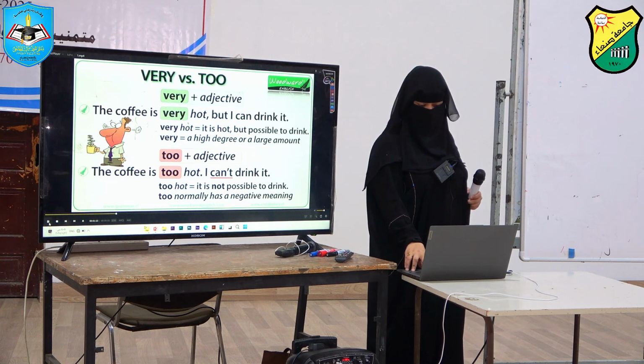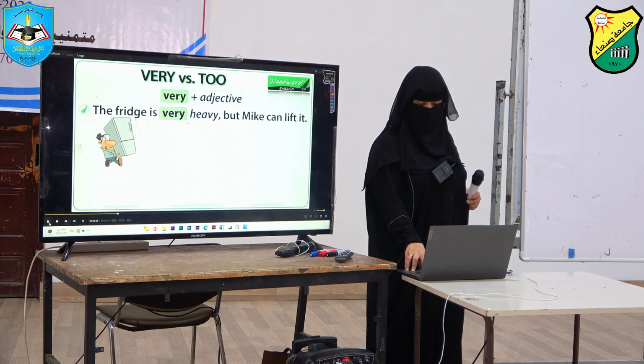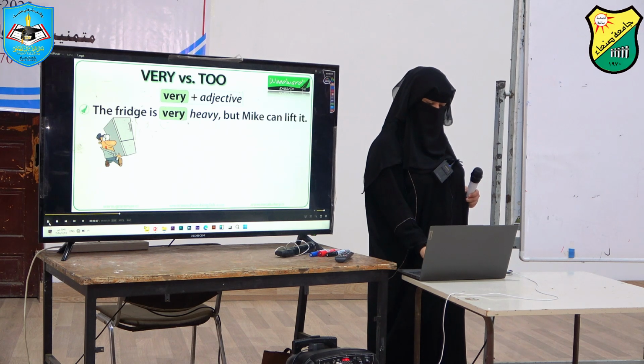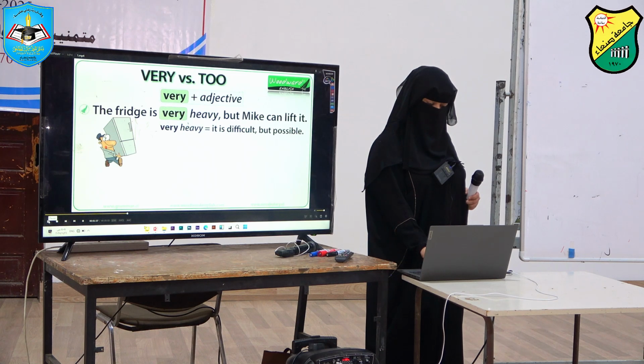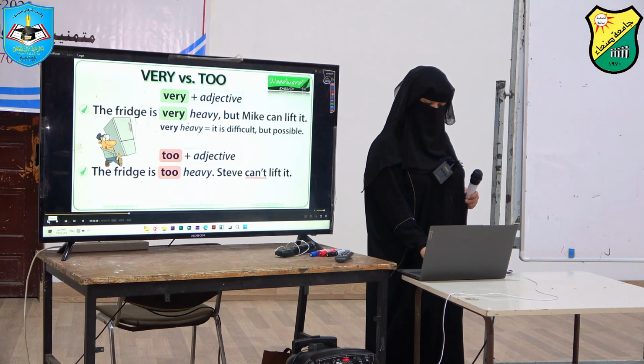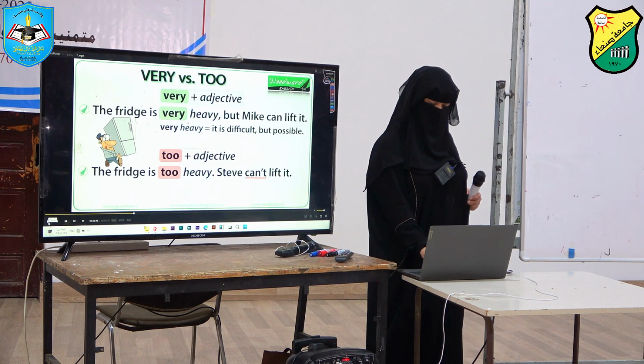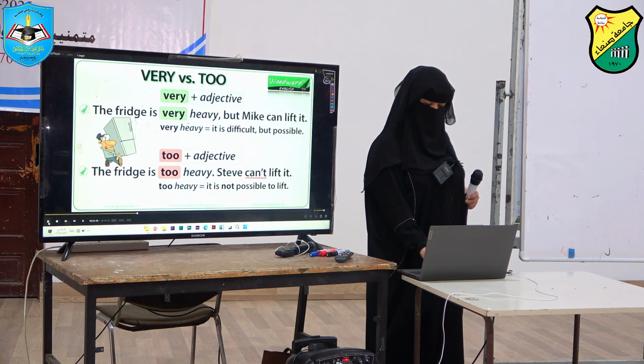Look at another example. The fridge is very heavy, but Mike can lift it. We are saying it is difficult for Mike, but it is still possible for him to lift it. It is too heavy. Steve can't lift it. Here, we are saying it is not possible for Steve to lift it.